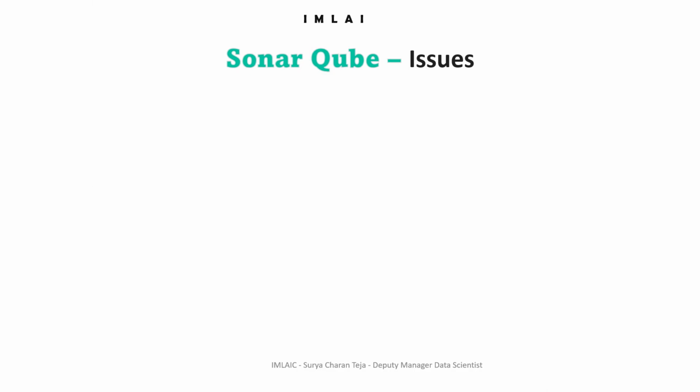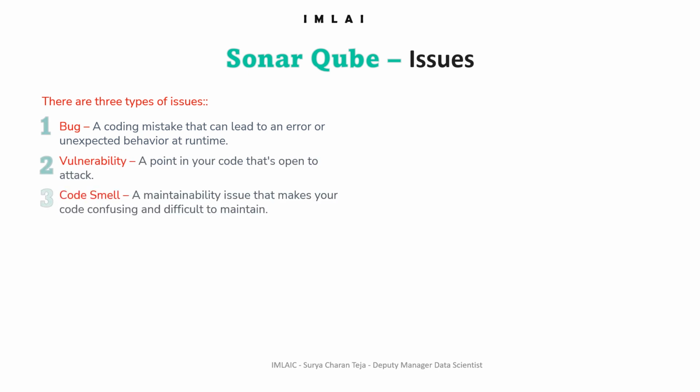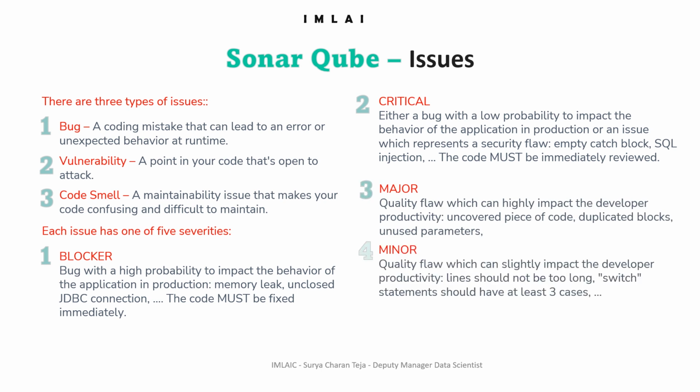Now let's understand issues better. While running an analysis, SonarQube raises an issue every time a piece of code breaks a coding rule. The set of coding rules is defined through the associated quality profile for each language in the project. There are three types of issues: a bug, vulnerability, and code smell. And then each issue has one of five severities: blocker, critical, major, and minor.